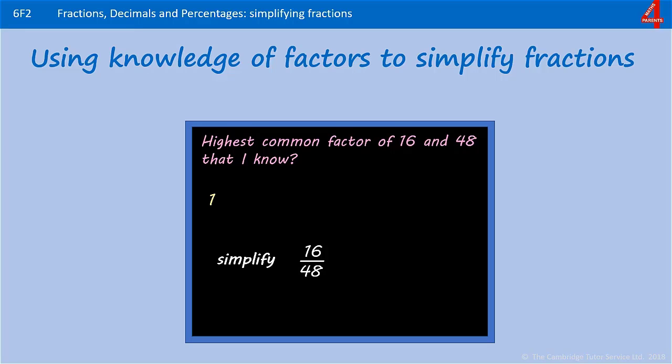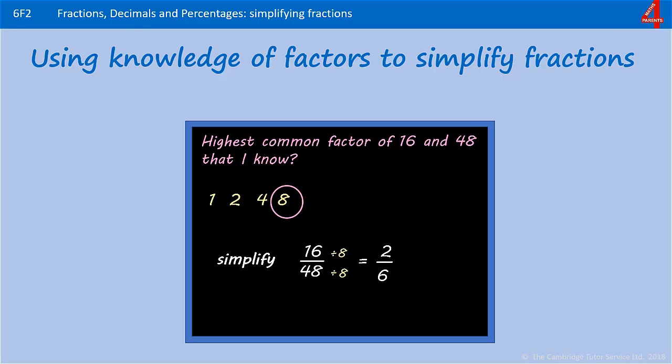16 and 48 share a factor of 1. They share a factor of 2. They don't share 3, but they do share 4. Not 5, 6 or 7, but they do share a factor of 8. And if we kept going, we would find that 8 is the highest factor before we get to 12. We're going to divide them both by 8. 48 divided by 8 is 6. 16 divided by 8 is 2.